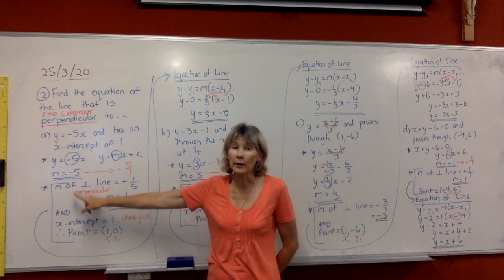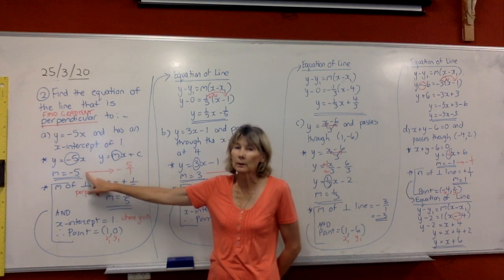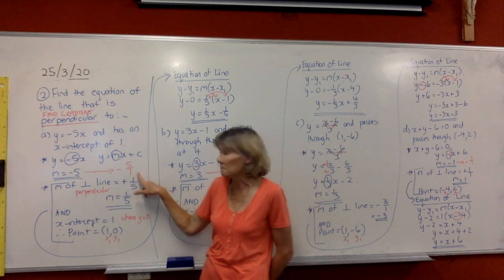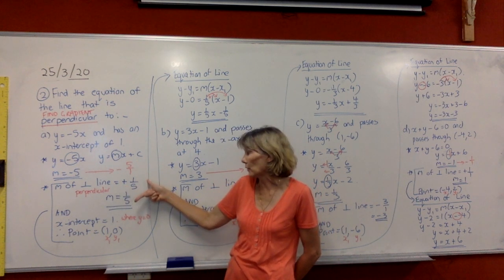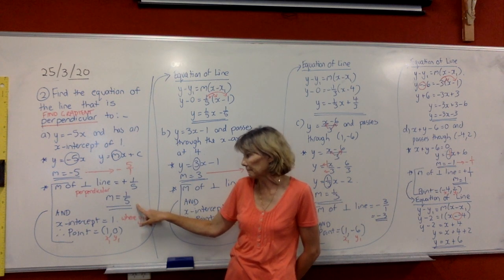The next thing, we're finding the gradient of the perpendicular line. So remember, we have to have this written as a fraction. So 5 is 5 over 1. We're going to change the sign and we're going to flip this over. So it becomes positive 1/5, or 1/5, for the gradient.